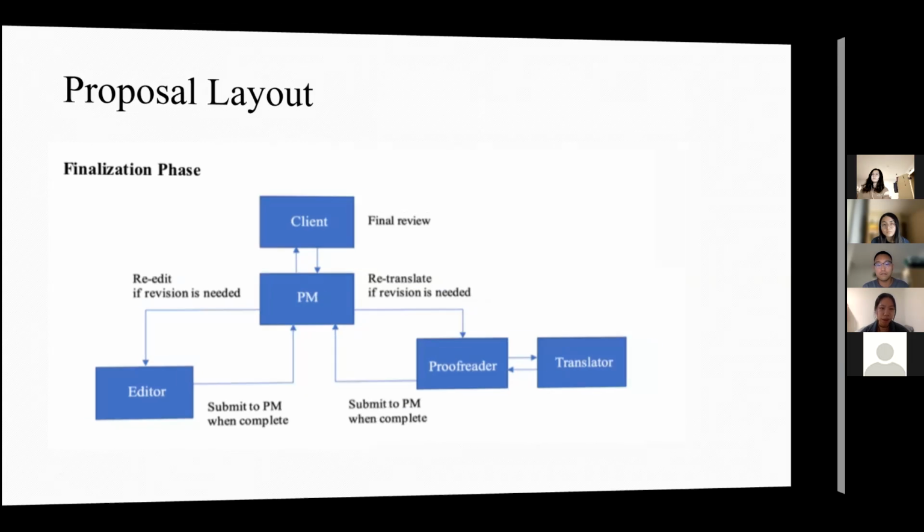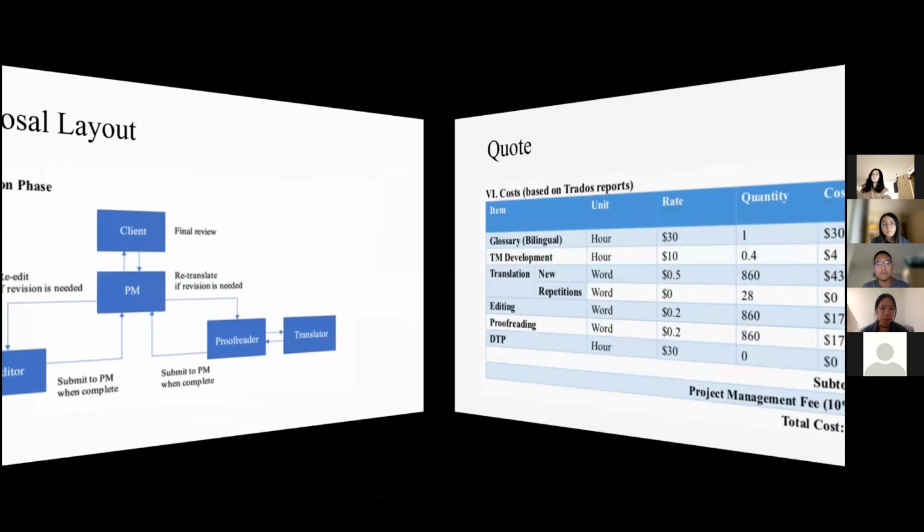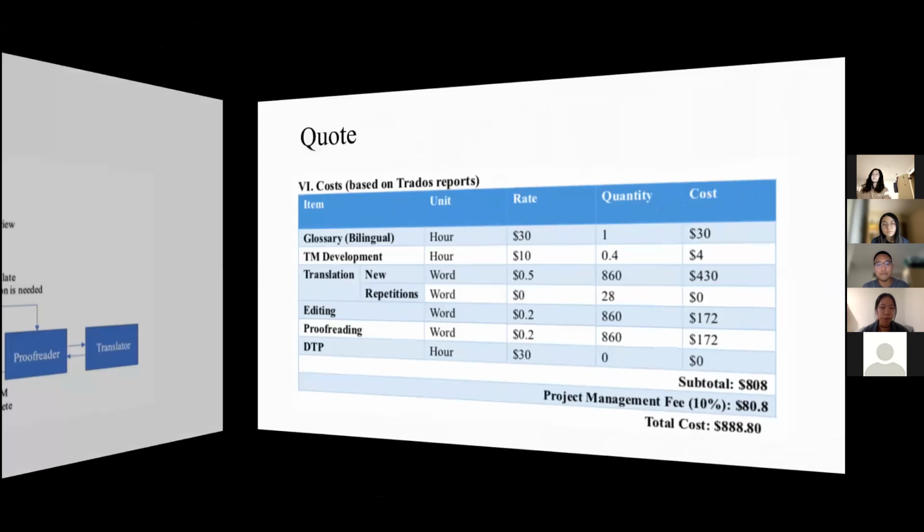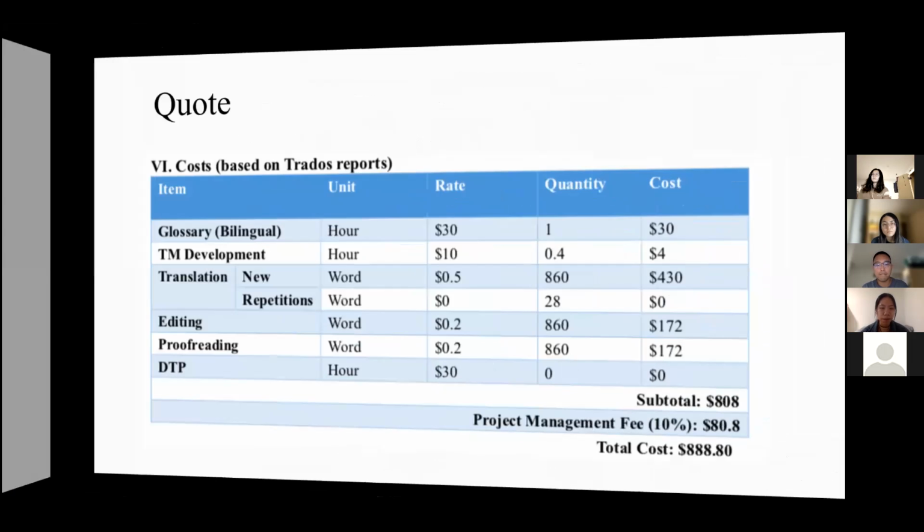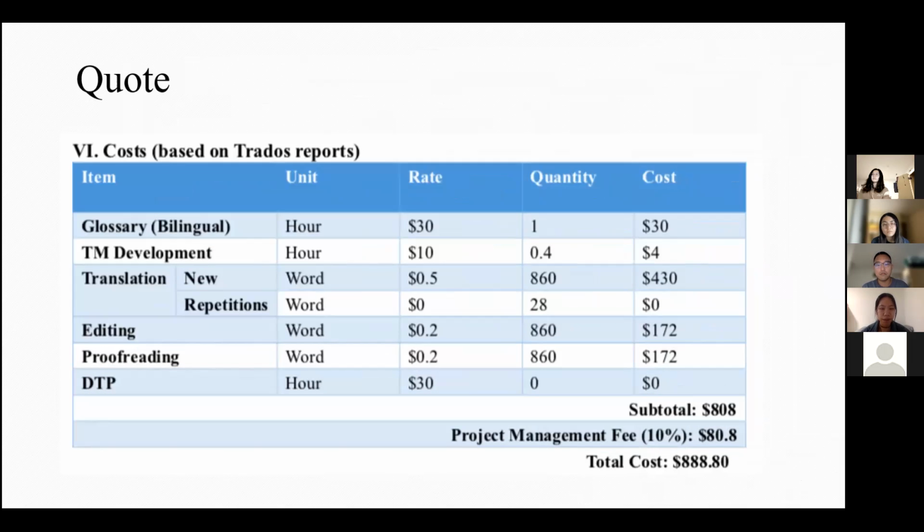We also had some issues when designing our quote. In order to come up with rates that can reflect the market situation, we actually did some research. We went to the websites of some translation companies and tried to find out the most appropriate rates for this type of translation between this specific language pair. And this has helped us a lot.